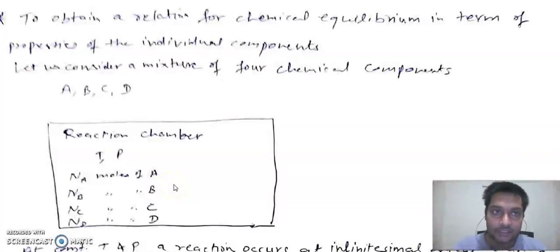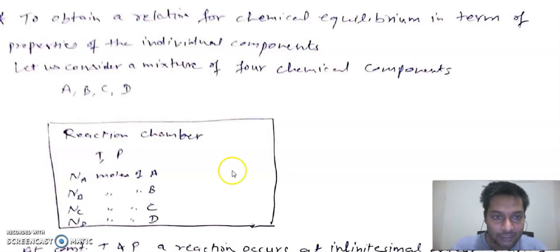Hello student, in this class we will obtain a relation for chemical equilibrium in terms of property of individual component. So let us consider we have a chamber. In this there are four components A, B, C and D, and there will be a chemical reaction among these components.